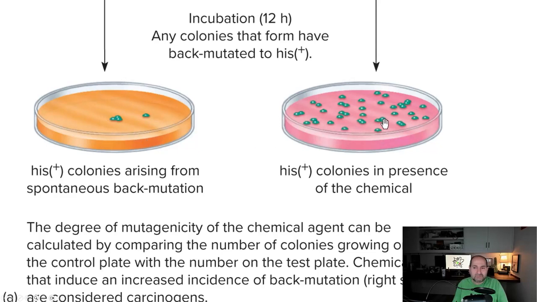If this number is greater on the right than the left, this shows that these were caused by induced mutations. So this is truly a mutagen. This chemical that you're testing is a mutagen. If, however, this plate on the right exhibited the same number of back mutations as the plate on the left, that would have suggested that this is not a carcinogen, that there's no more colonies on the test plate than the spontaneous colonies on the control plate, so that would be labeled a non-mutagen or a non-carcinogen.